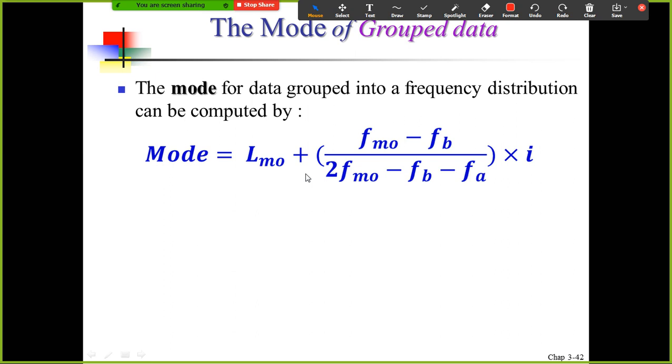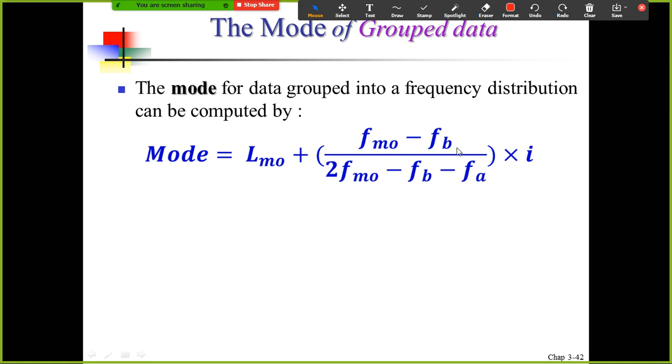When you practice, automatically you can remember them. Okay, so mode for frequency distribution data equals L mode. What is L? Maybe you already got an idea of L from median: lower limit. What is mode? Mode is mode. Median is mean. L mode plus... this is division. Okay, a little bit complicated to remember. Just reading it's not easy to remember, but with practice it becomes easy to remember.